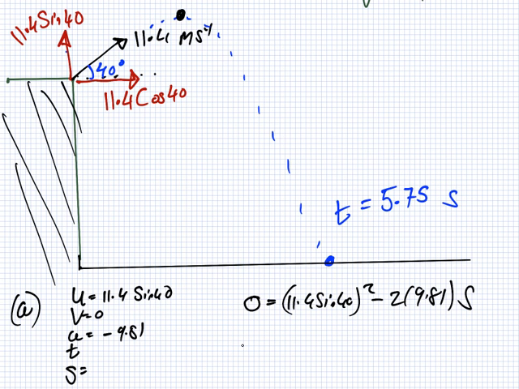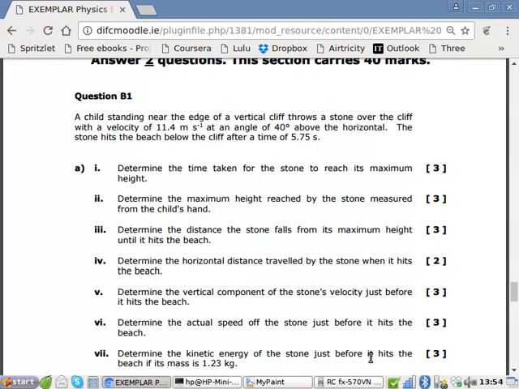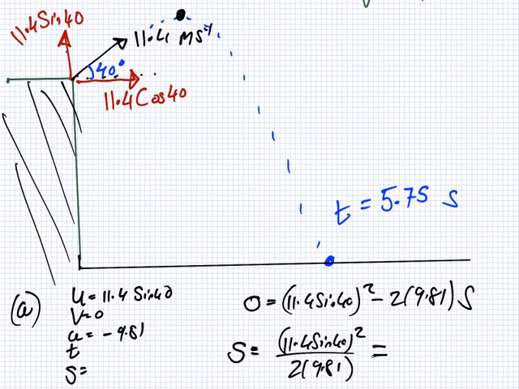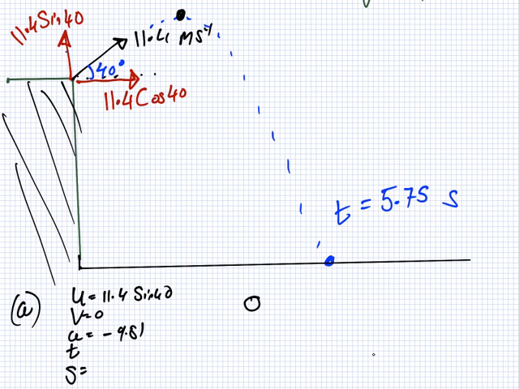Is it okay? So S, can someone hit this in please? 11.4 sine 40 squared over 2 times 9.81. What's that please? 2.73. I'm sorry, I screwed up. They didn't want the maximum height, they wanted the time. So what formula should I use here?